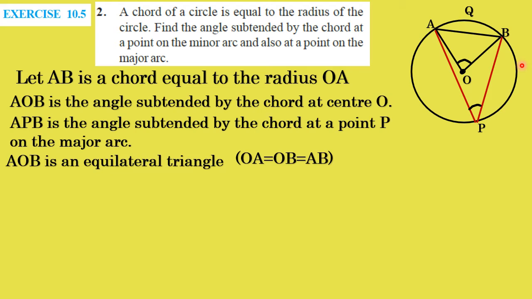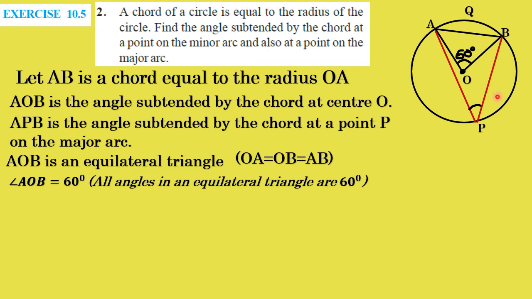So AOB is an equilateral triangle. And what is the angle of each angle of an equilateral triangle? Yes, it is 60. All the angles of an equilateral triangle are 60. So angle AOB is 60. When angle AOB is 60, then what will be angle APB? It will be half of angle AOB. Then APB is equal to half of 60, that is equal to 30.